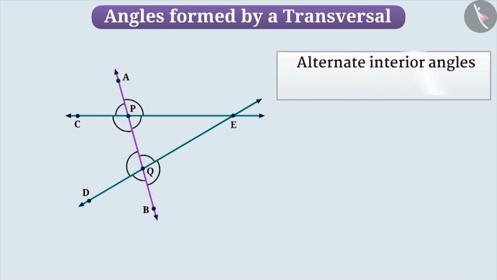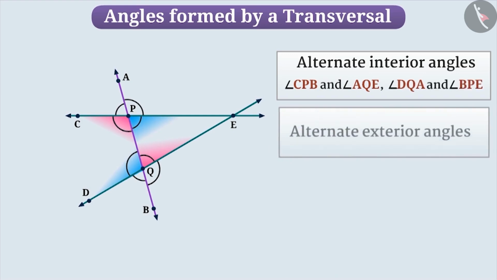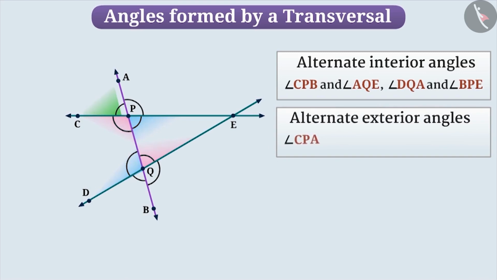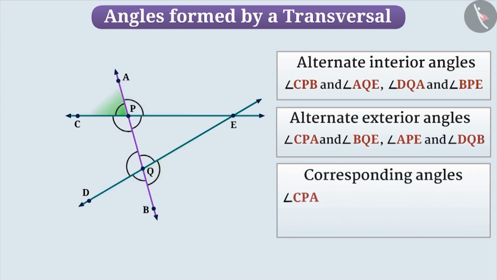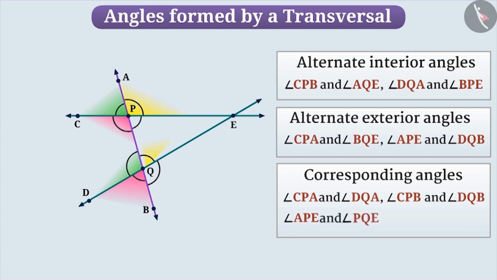Out of them, the pairs of alternate interior angles are angle CPB and angle AQE and angle DQA and angle BPE. Similarly, the pairs of alternate exterior angles are angle CPA and angle BQE and angle APE and angle DQB. And the pairs of corresponding angles are angle CPA and angle DQA, angle CPB and angle DQB, angle APE and angle PQE, and angle QPE and angle BQE.